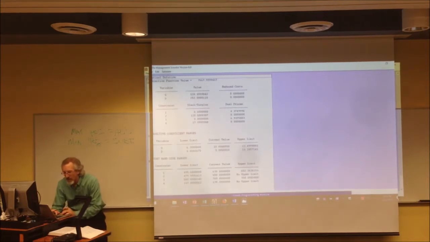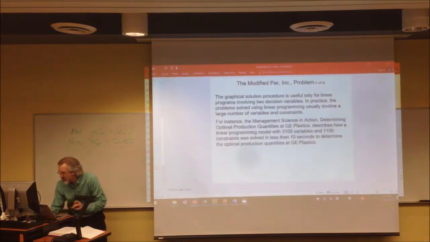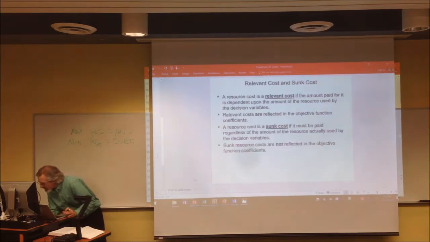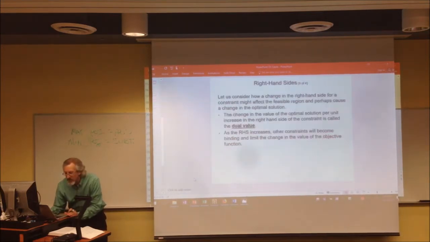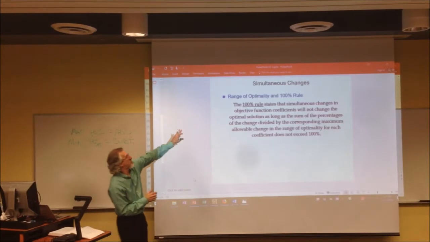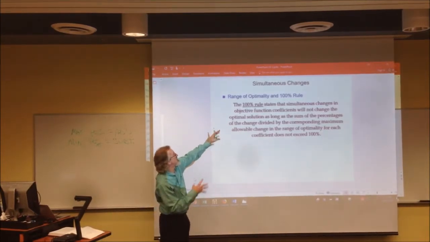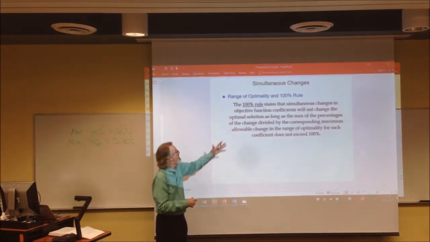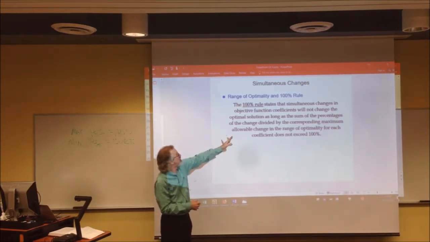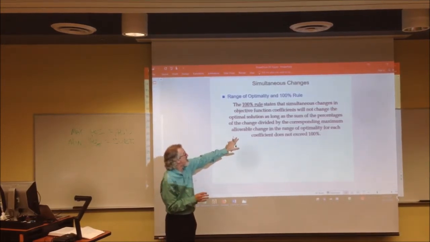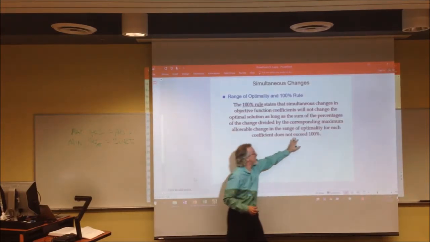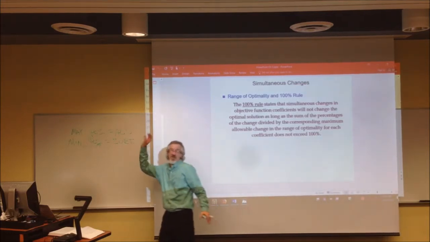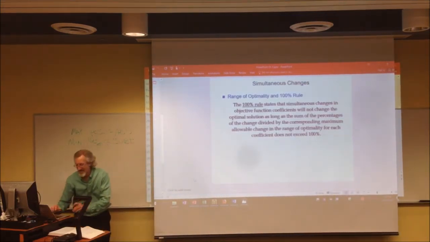And I just want to make sure you realize, if you're reviewing this, the 100% rule is on slide 14. There you go. Right here, the range of optimality 100% rule states that simultaneous changes in the objective function coefficients, more than one, will not change the optimal solution as long as the sum of the percentages of the changes divided by the corresponding maximum allowable change in the range of optimality for each coefficient does not exceed 100%. That's what we're doing. We're breaking this down, making it easier. You ready? Here we go.